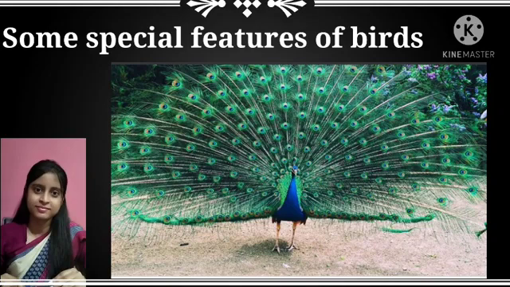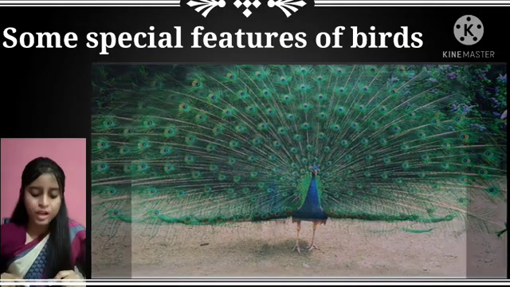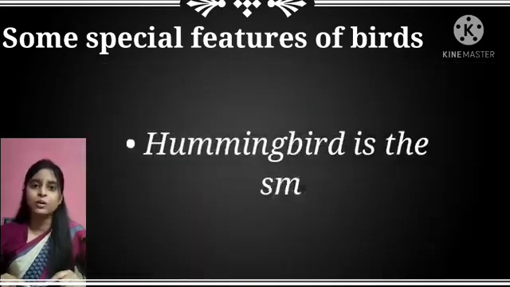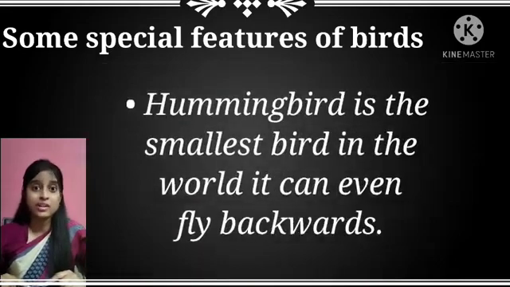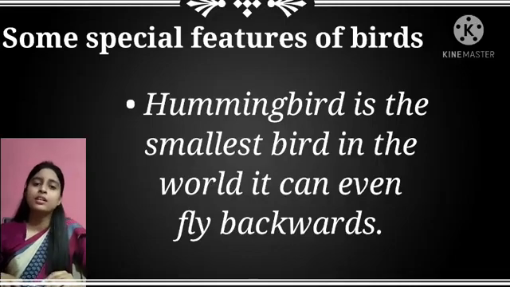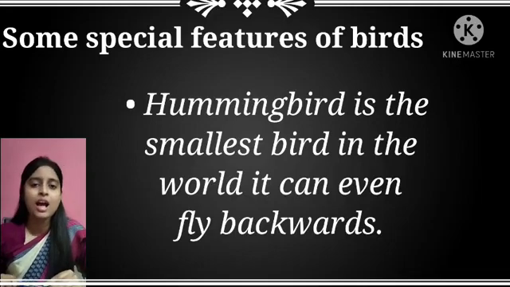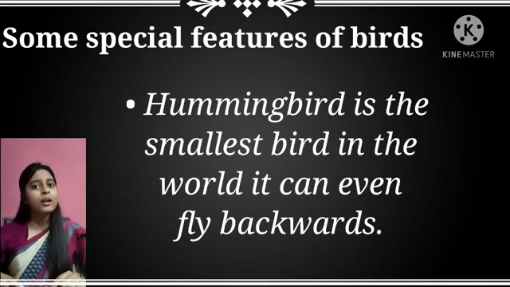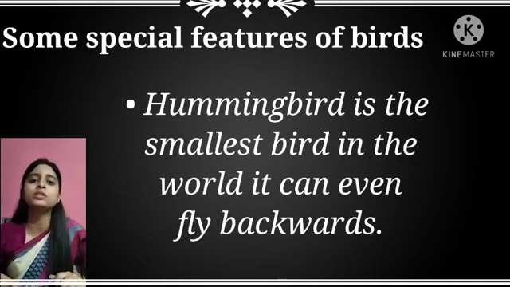The hummingbird is the smallest bird in the world. It can even fly backward. Very strange. Now tell me, what is the largest bird in the world and what is the smallest bird in the world? The ostrich is the largest bird while the hummingbird is the smallest bird in the world.